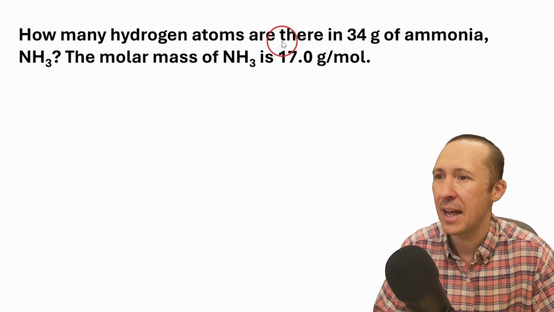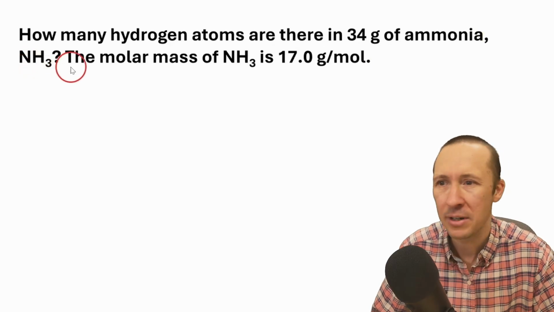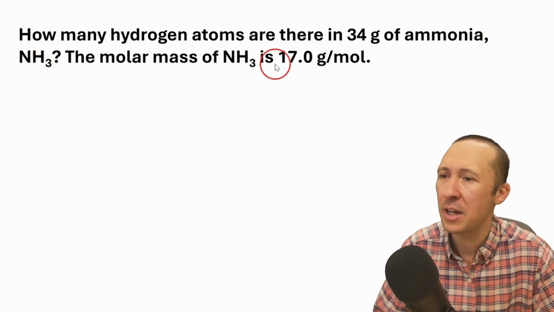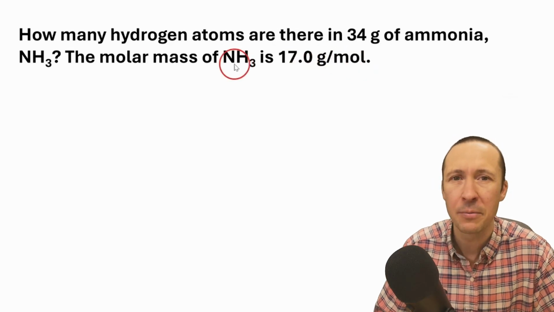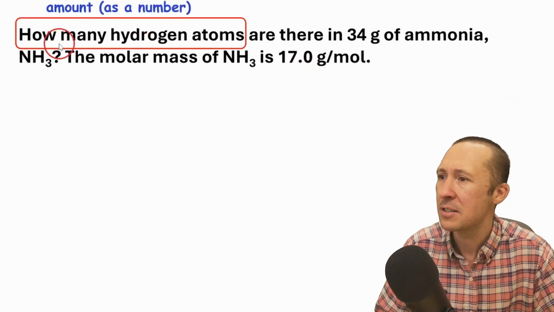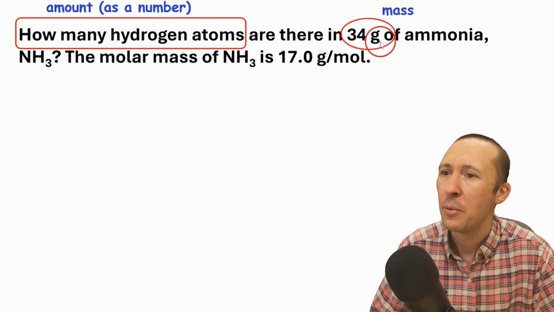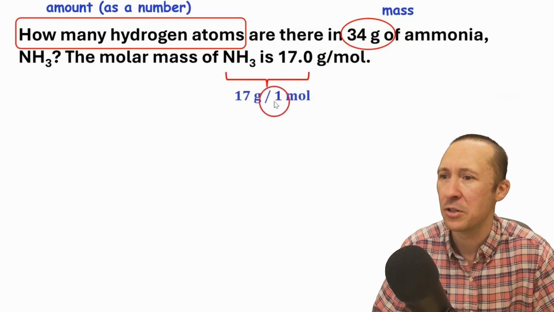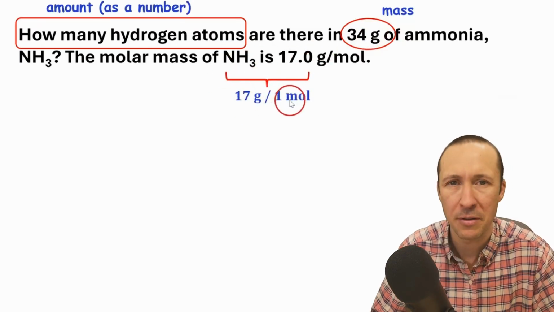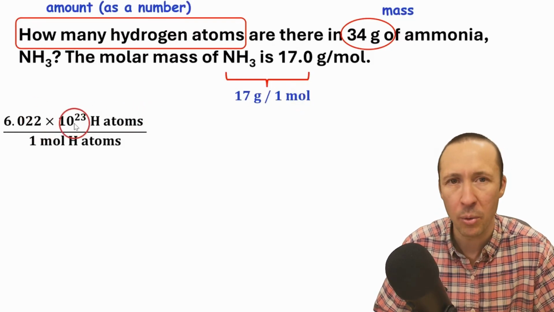How many hydrogen atoms are there in 34 grams of ammonia, which is NH3? And we're given the molar mass of ammonia is 17.0 grams per mole. So we're converting stuff. What's our desired unit? It's this right here. How many hydrogen atoms? So that's what we'll start with. We have mass of ammonia, 34 grams, and then we have this other conversion here, 17 grams for every 1 mole. So we'll start with the amount because that's what we want.